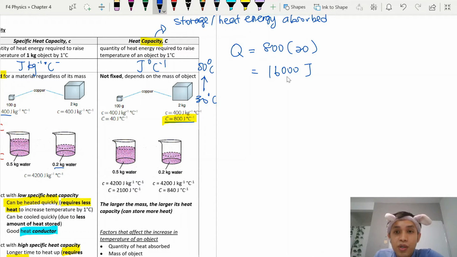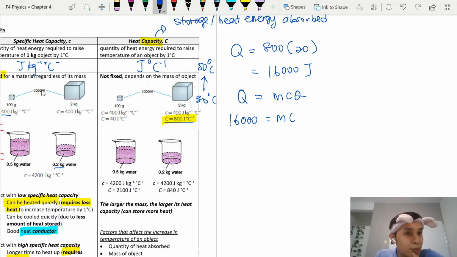All right, so in order for me to calculate the mass, I need the specific heat capacity, right? So I'm going to substitute this value into the specific heat capacity formula, which is this one: Q equals m c theta. All right, so 16,000 joules of heat energy. Mass, I don't know. The specific heat capacity of copper is 400. This is fixed. For different materials, it is always fixed. The temperature change just now is 20.